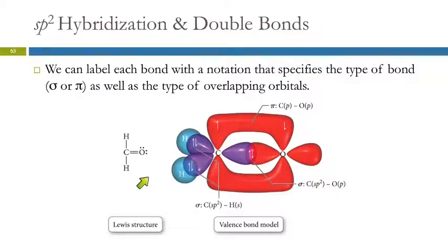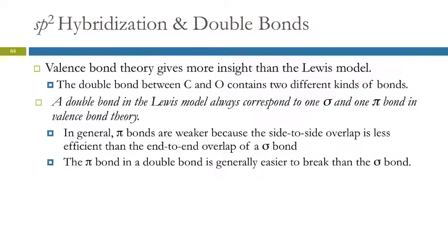This is the Lewis structure, and this is our valence bond model. Any questions? So we get more understanding from valence bond than we do from the Lewis model. A double bond is always two different kinds of bonds. And so when we see a double bond in the Lewis model, now that we understand valence bond theory, we understand that it's a sigma bond and a pi bond. You can't have two sigma bonds. It's going to be a sigma and a pi.